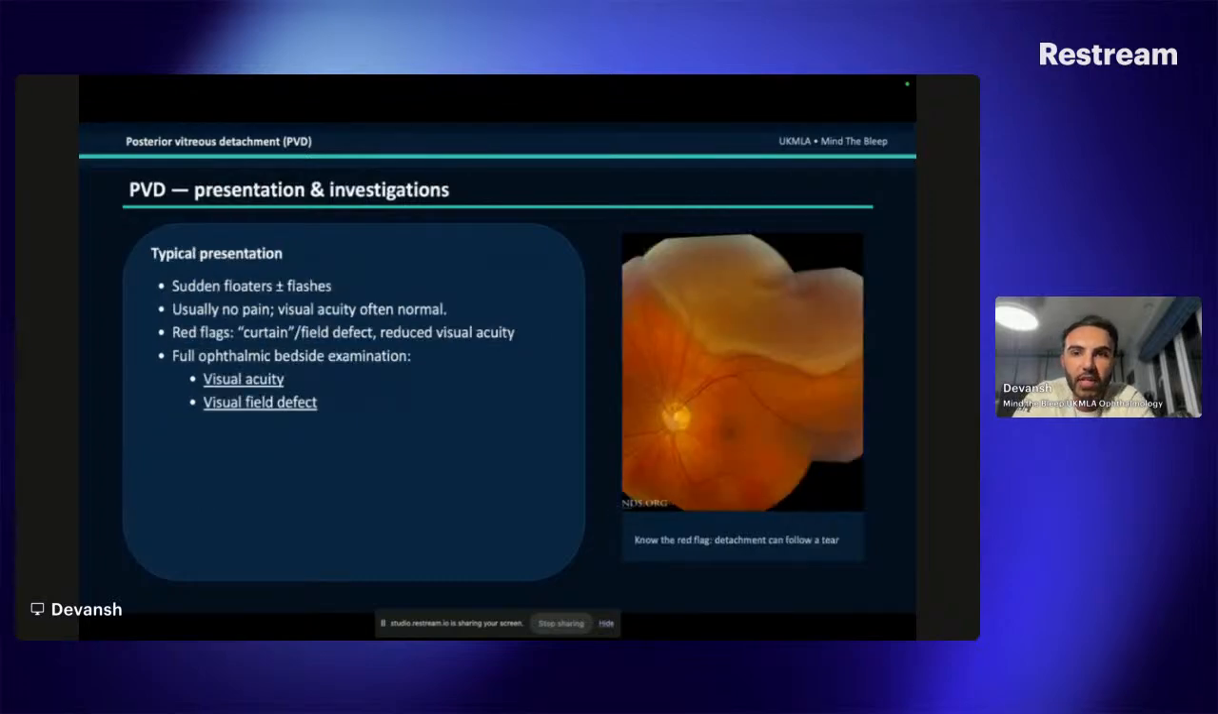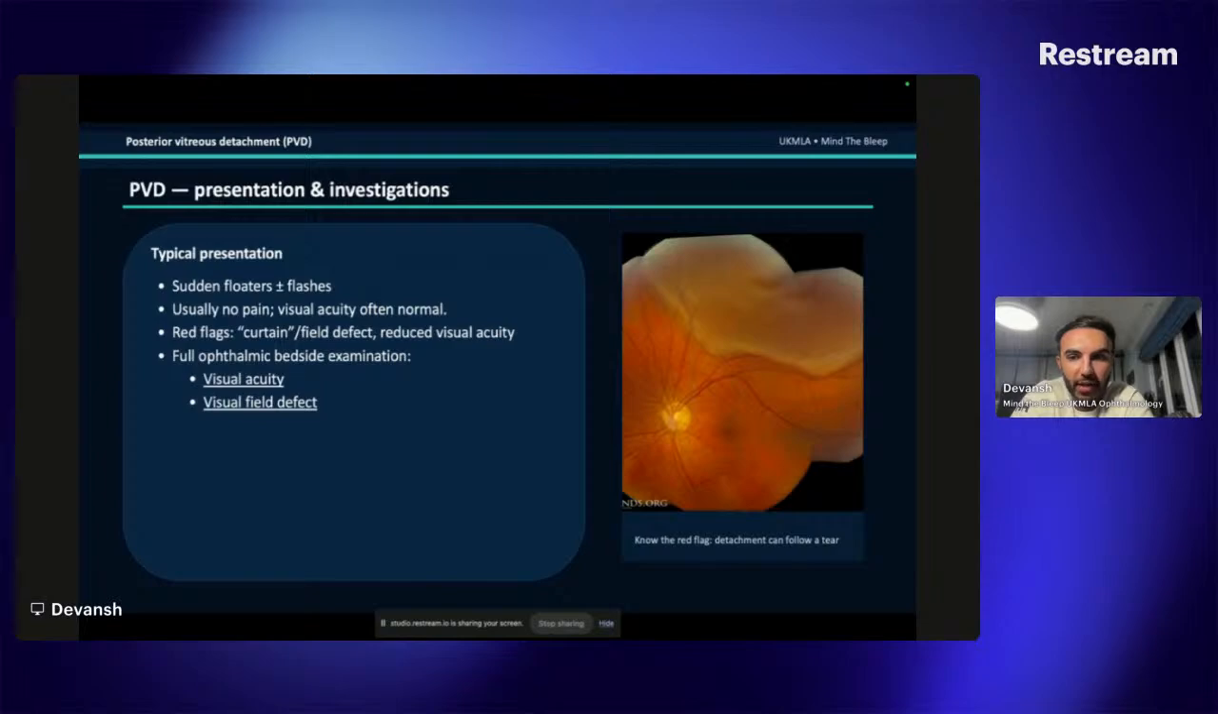Coming on to the presentation and investigation, so fairly straightforward. We've discussed flashes, floaters already. There's no pain often involved here. The visual acuity is often not impacted and often normal. However, red flag symptoms to be aware of are visual field defects emerging or the patient describing a curtain descending over their vision. So in terms of investigations, what we'd want to do is a full ophthalmic bedside examination.